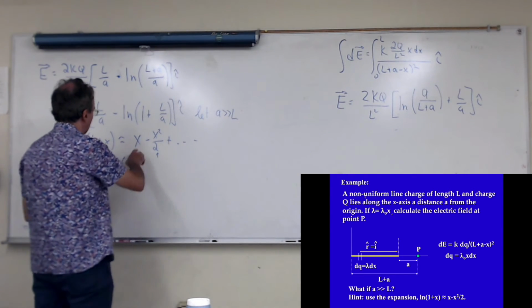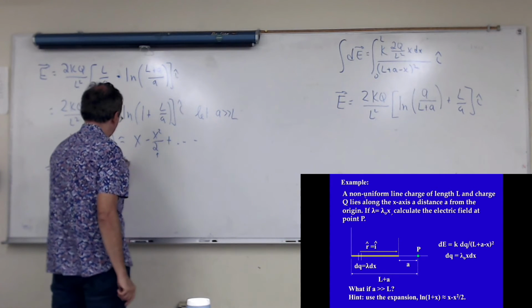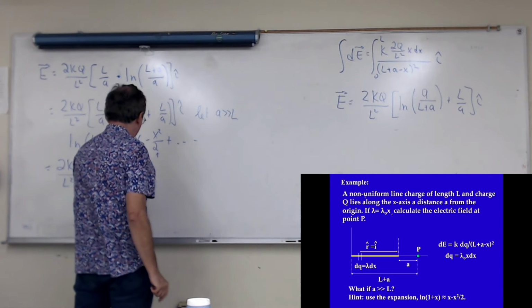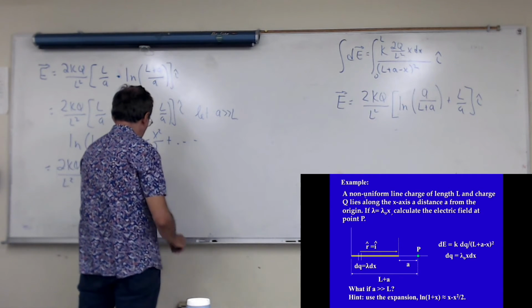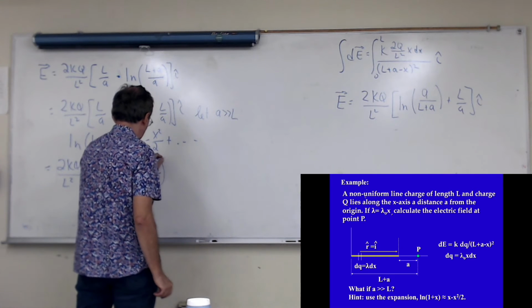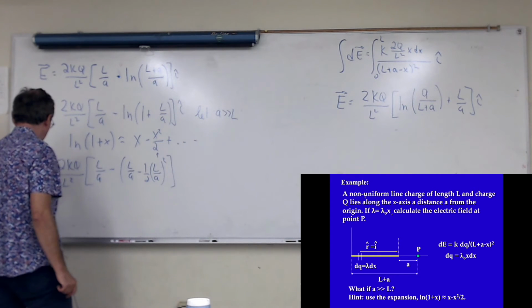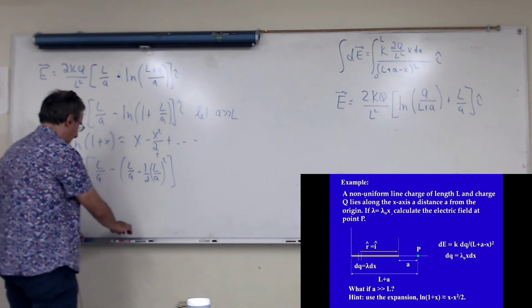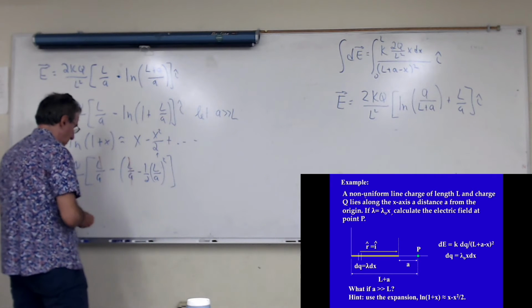So if I want to expand this, it's going to be x, where x is L over A, minus 1 half L over A squared. So this is approximately equal to. What does this give me? Well, the L over A's cancel. I forgot the i hat.